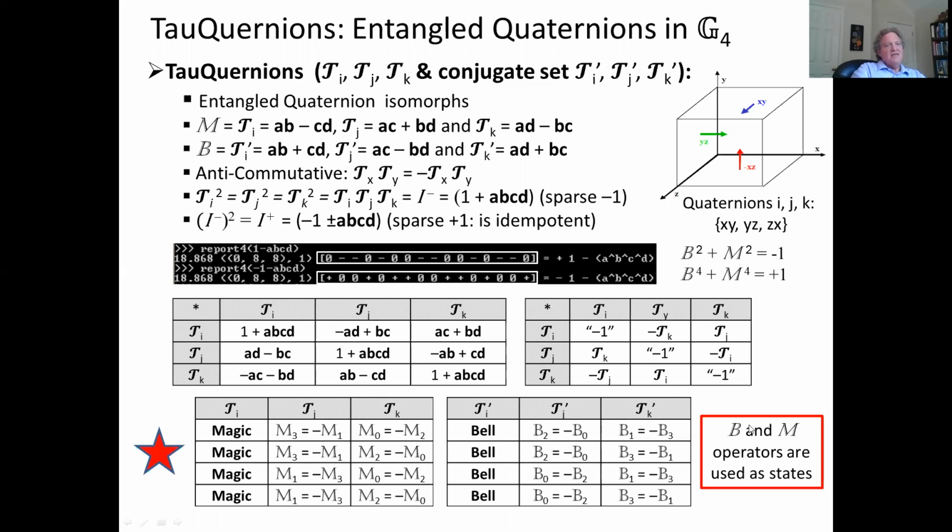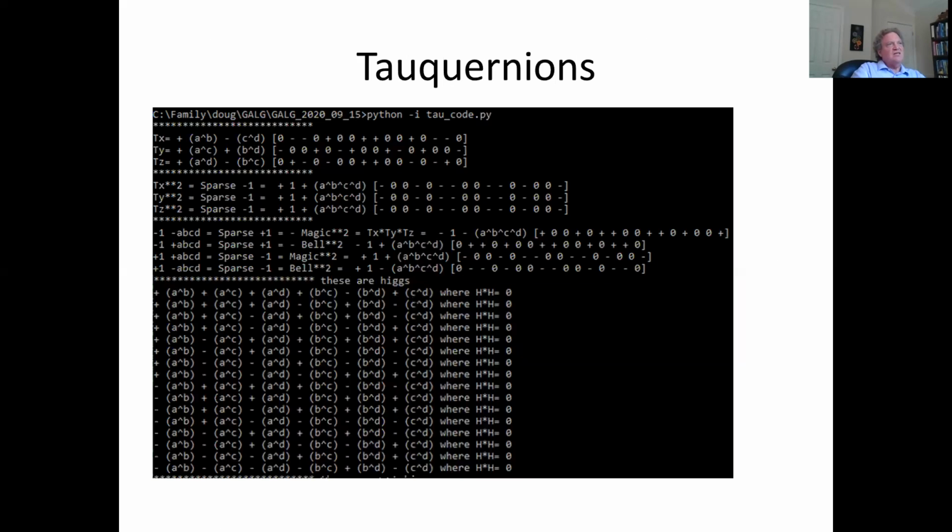And these B and M operators can be used as states. Notice magic and Bell are inseparable too, just like these other ones are. And these tau-quaternions, if we do this, we're using something that's considered an operator as a state. So the Bell and magic operators are actually the state as well as an operator. And you can't do that in Hilbert space. But what this gives you is the tau-quaternions, and you can easily write a program.